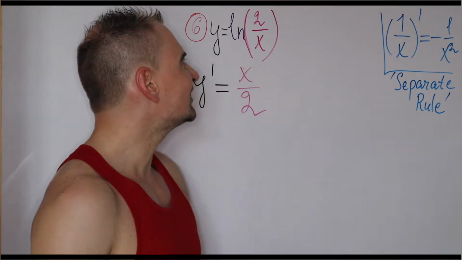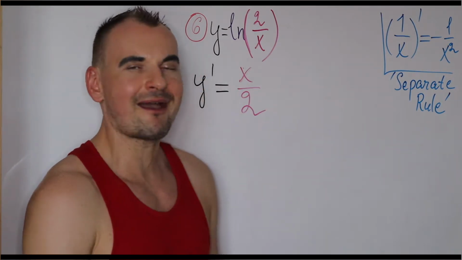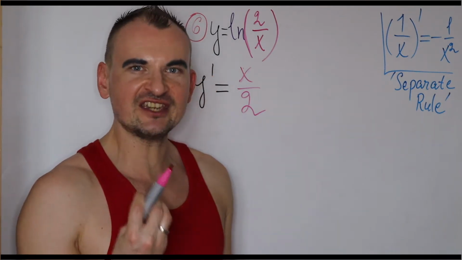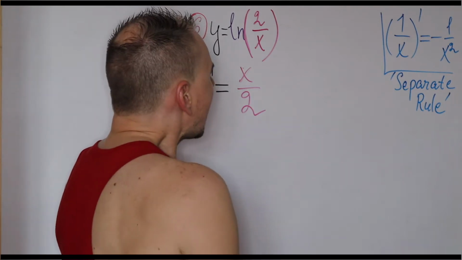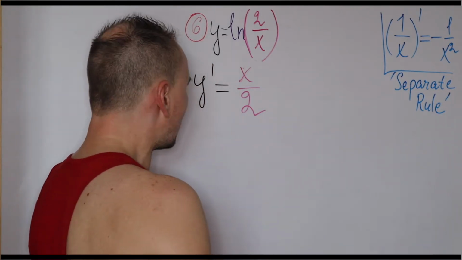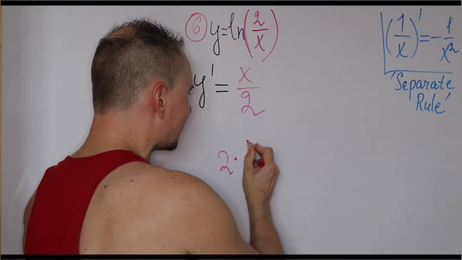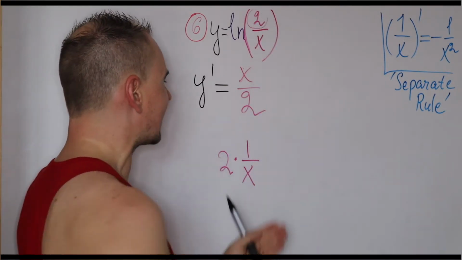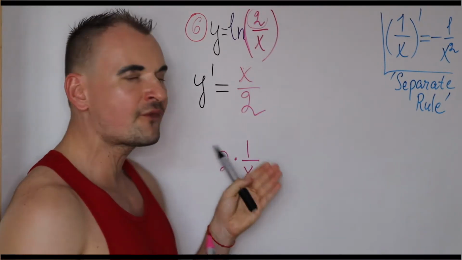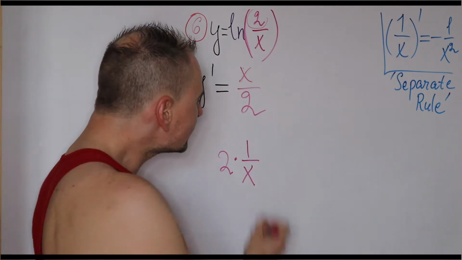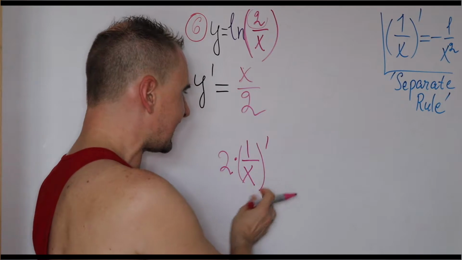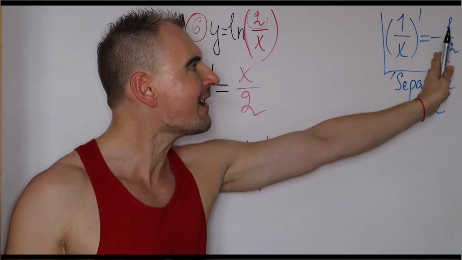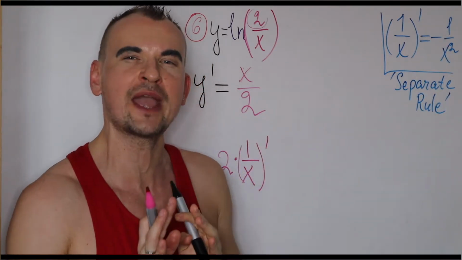And again, we are not done yet. You are given 2 over x, your inside function, so we have to differentiate this inside function. And 2 over x could be thought of as just 2 times 1 over x. This coefficient, this number on top, could be pulled out, if it makes sense. And all you do is take the derivative of the rest, which is 1 over x. And the derivative of 1 over x is going to be negative 1 over x squared.